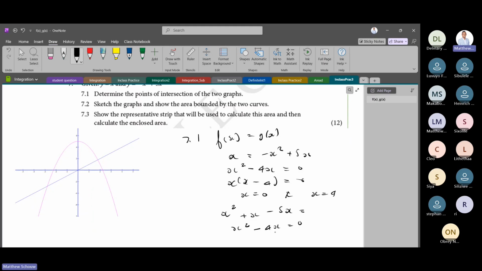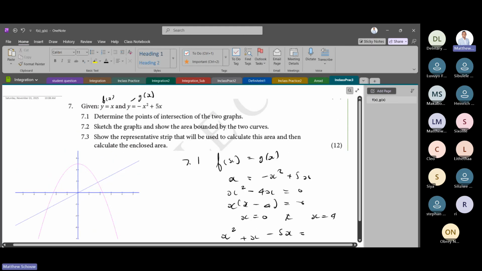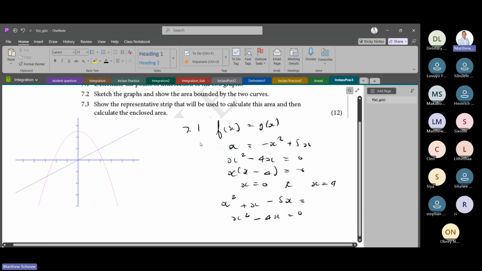But you say if you do this quadratically, you get a different answer. Plus x minus 5x. Let me just make sure. Yeah, I don't know, man. Something's quite strange.